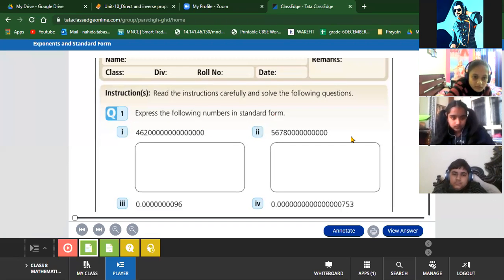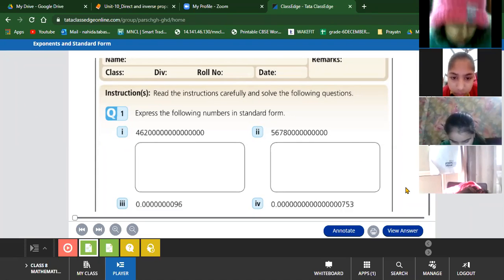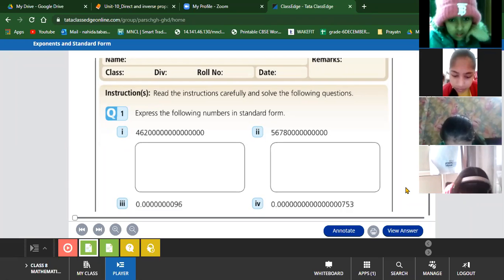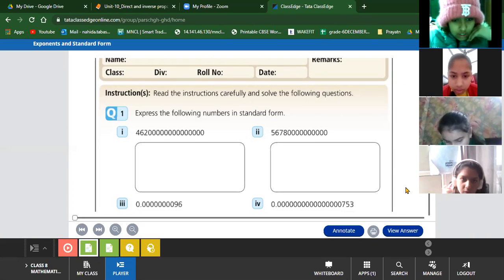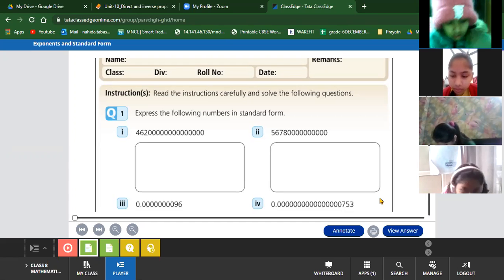Can we do it in a rough notebook? Yes, you can do it in a rough notebook. Just get ready with your answers. Then we will cross-check our work. Do we have to write the question also? No, you don't have to write down the questions. You just have to look at the question from the screen, and then you can write down your answers.